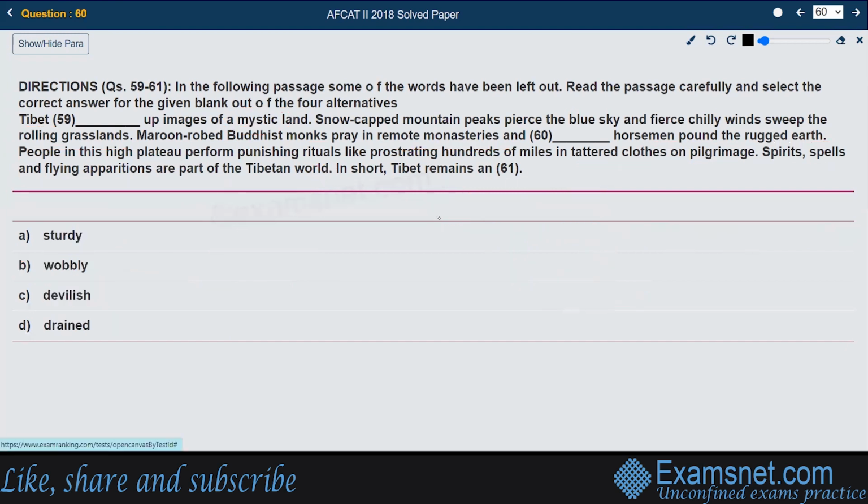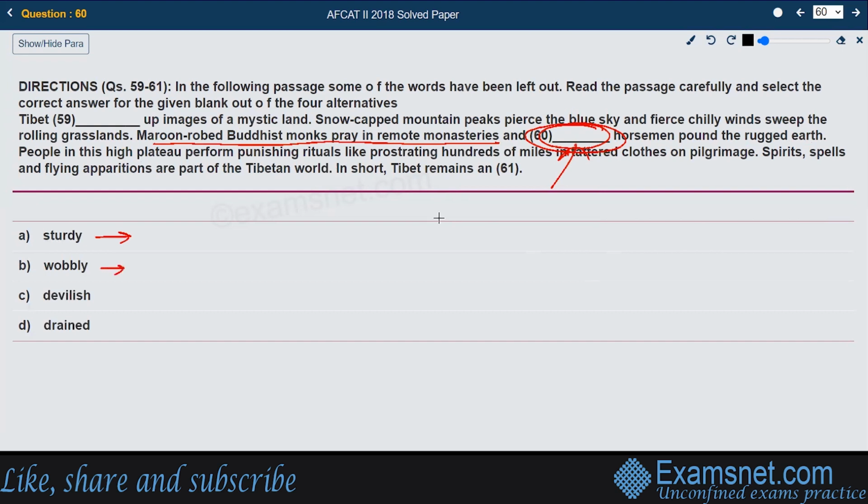Next, now the same paragraph again. Now we are supposed to fill the gap of 60. Maroon-robed Buddhist monks pray in remote monasteries, and dash horsemen pound the rugged earth. If something is being pounded towards the rugged earth, then it has to be very strong. So any word related to strong horsemen should come here. Let us look at the words. First word is sturdy. The second word is wobbly, then devilish, and drained.